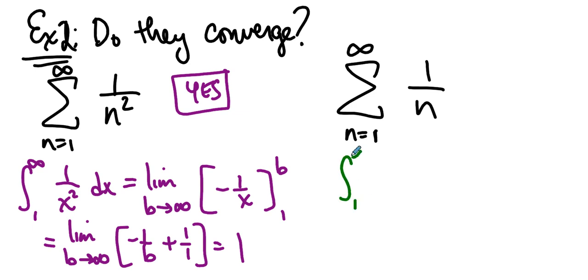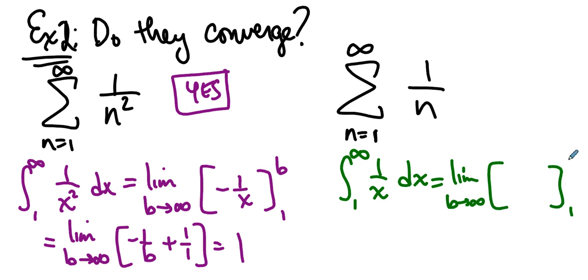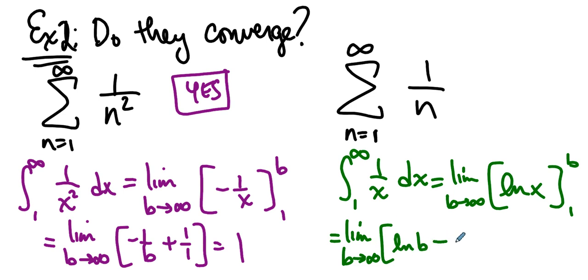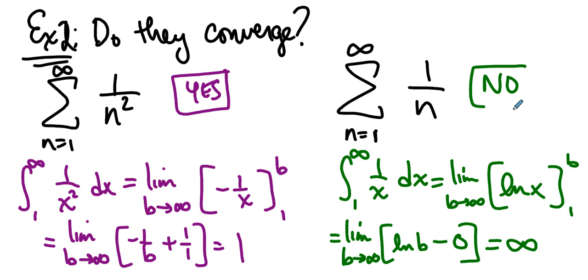Contrast that with what happens over here. We take the limit as b approaches infinity of the antiderivative of 1 over x. So we take the limit as b approaches infinity of natural log b minus natural log 1, and we find out that this is infinity. And because the integral is infinite, so is the series.